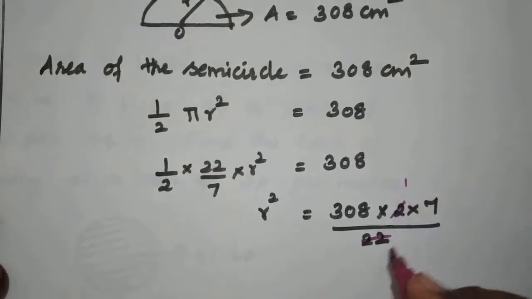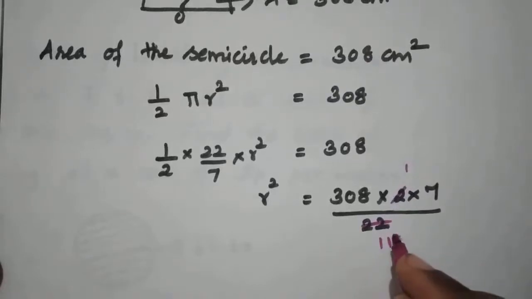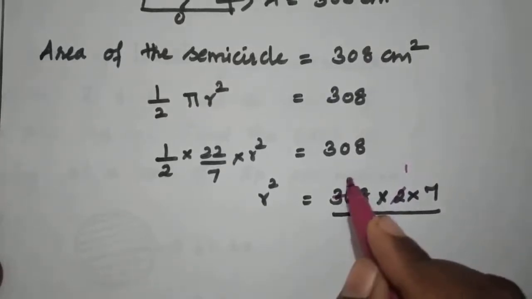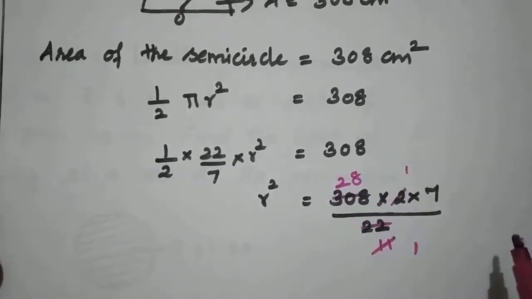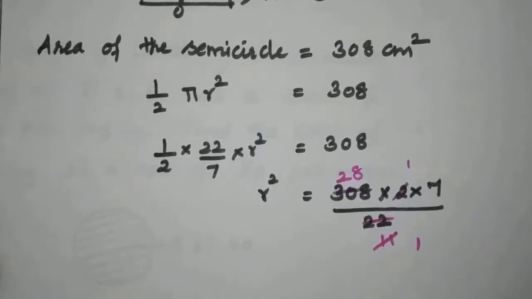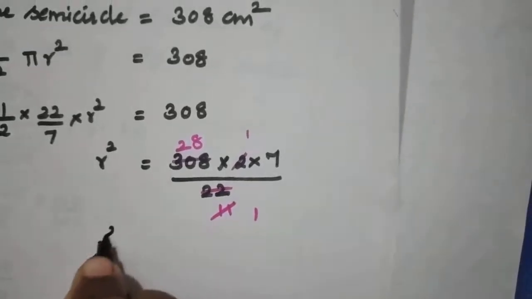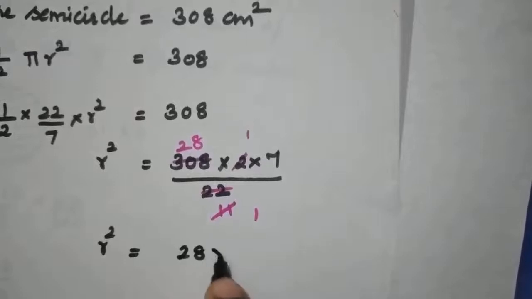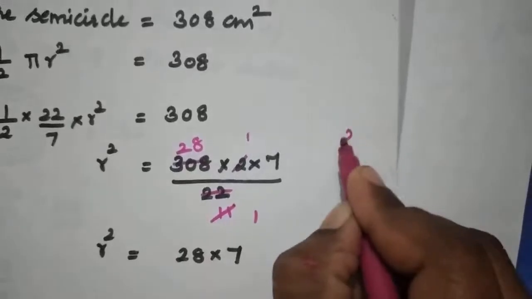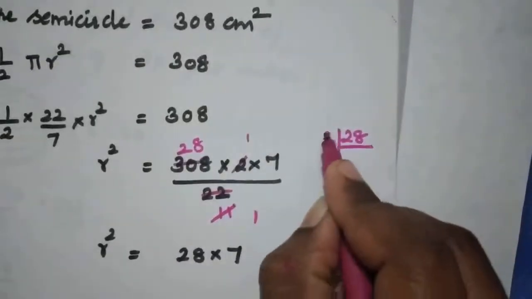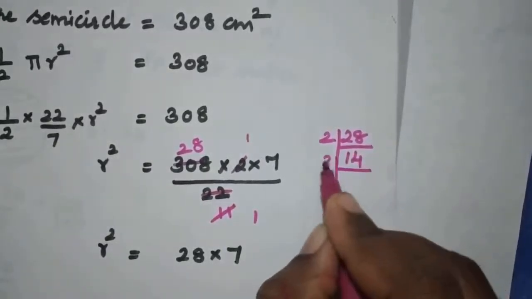1 2 is 2. Here 11 2s are 22. Now you can cancel this one by the 11 table. 1 11 is 11. Here 2 11s are 22. Remaining 8 will be there. 8 11s are 88. So r square is equal to 28 into 7. Now we can factorize the number 28. So it will be 14. Now again with the 2 table you will get 7.